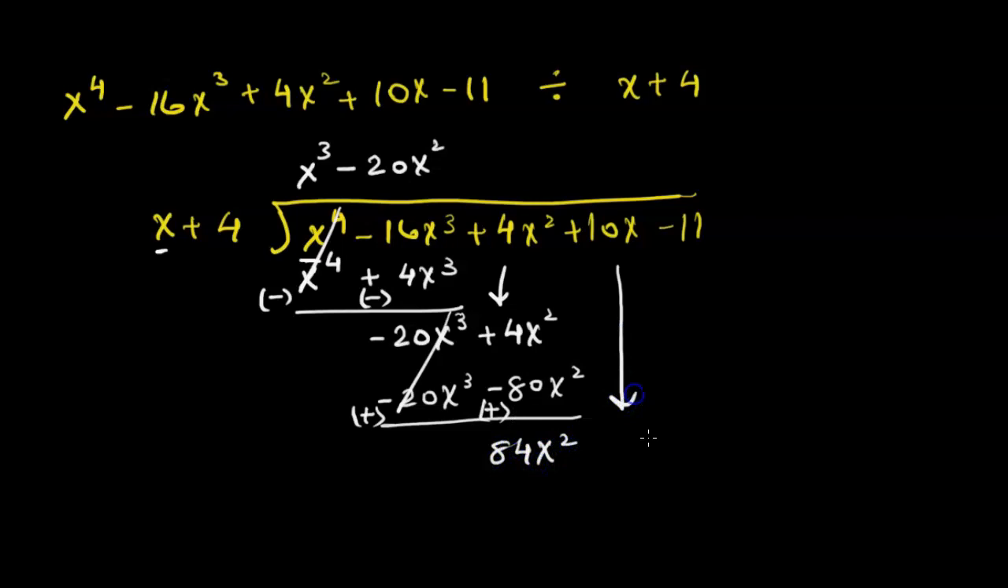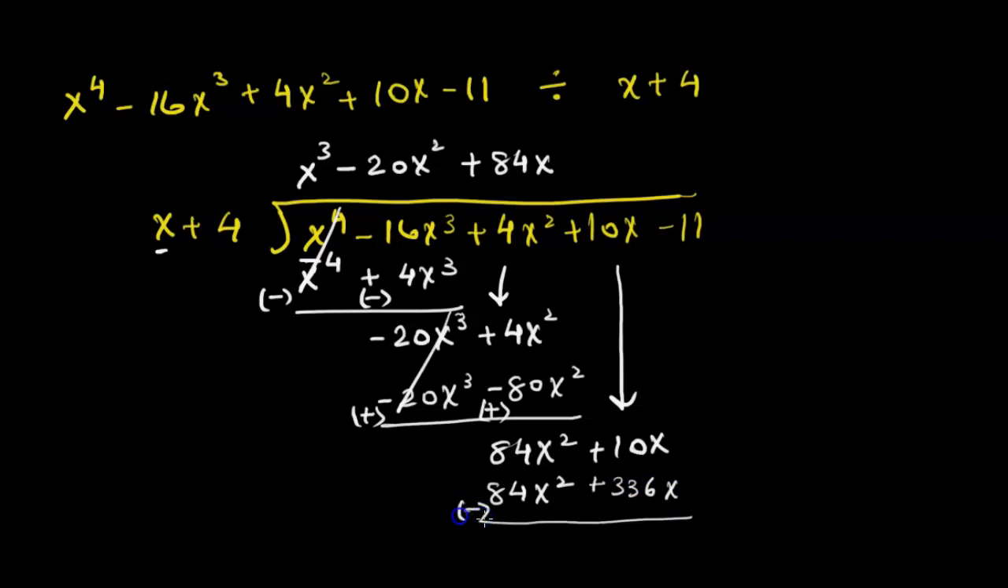We bring the next term down, that is plus 10x. Now what multiplied by x will give us an 84x squared, and that is an 84x. X multiplied by 84x gives us an 84x squared. Then 4 multiplied by 84x would give us a 336x. When we subtract, signs get flipped. Here what we get is negative 326x.